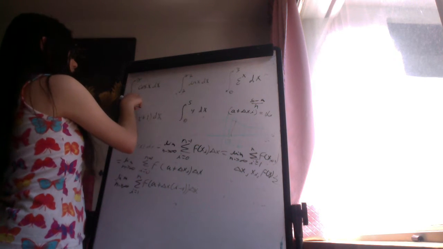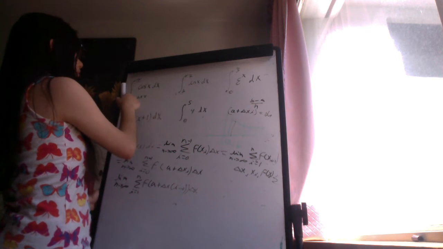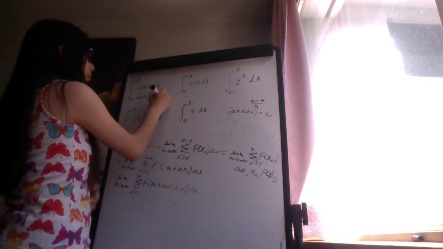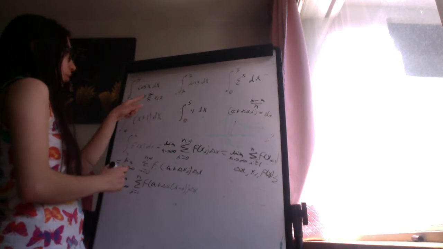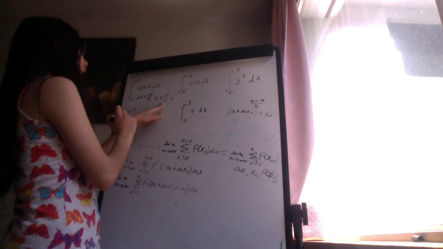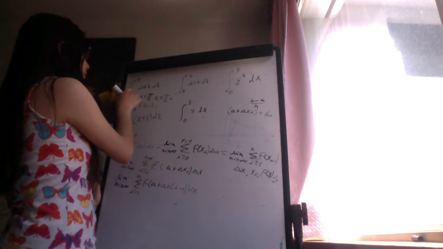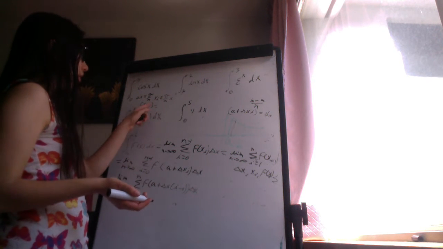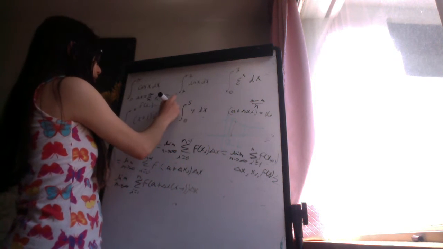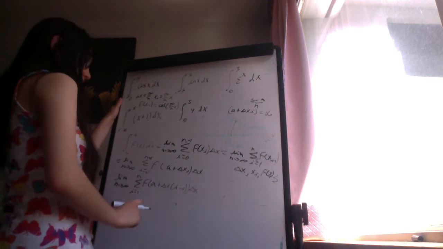So here the delta x is pi minus 0 over n. This is pi over n. Our x sub i will be, what's a? We are beginning from 0, so our x sub i is just pi over n times i. And our f of x sub i, since we are doing it the traditional way, will be cosine of pi over n times i.